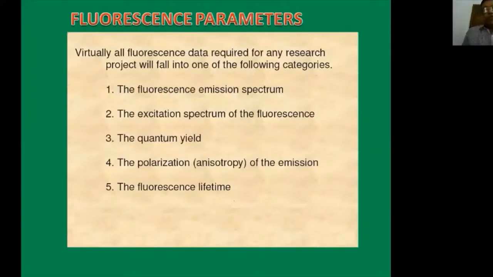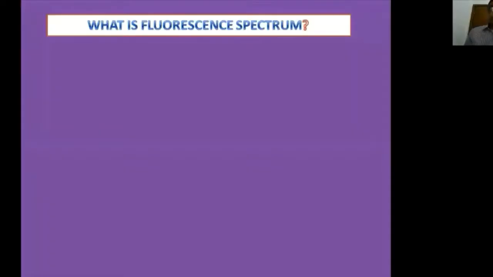So when you focus first on fluorescence, what are the parameters you will come across? In the fluorescence, there are the emission spectrum, excitation spectrum, quantum yield, polarization, otherwise called anisotropy, and fluorescence lifetime. These are the 5 parameters we'll be looking at, and we'll try to understand what exactly happens as we go into the details of the lecture.